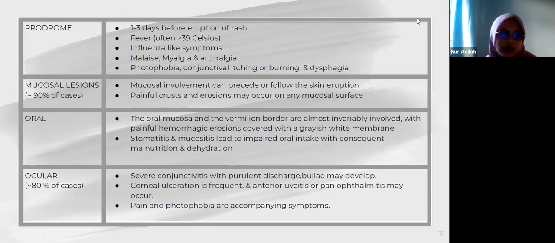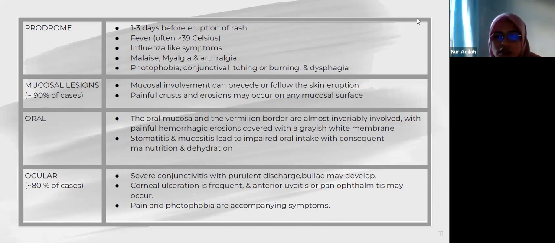Okay, so the next clinical manifestation is the one we have said before, the prodrome. It begins 1 to 3 days before the eruption of rash, with fever often more than 39 degrees Celsius, and the patient will have influenza-like symptoms together with malaise, myalgia, and arthralgia. They may also experience photophobia, conjunctival itching or burning, and also dysphagia if there's involvement of the eye and also esophagus.